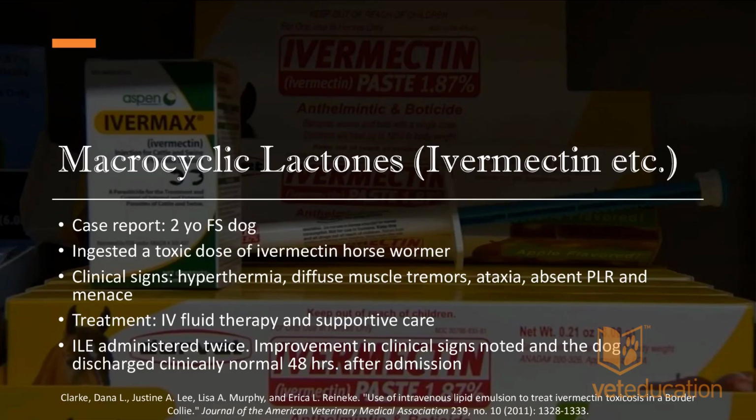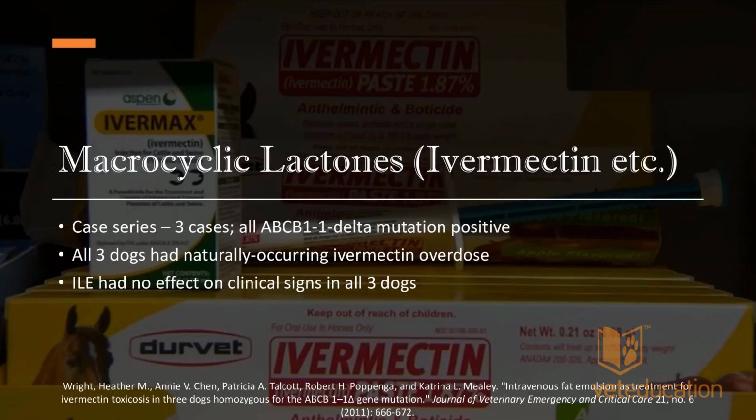So look, with IV fluid therapy and supportive care, they didn't list too much in the way of supportive care in this particular case report. It was really IV fluid therapy, some methocarbamol to try to help reduce the tremors in the patient, and that was really about it. But the notable thing was that clinical signs improved after intravenous lipid therapy was given to these patients in a relatively short time frame.